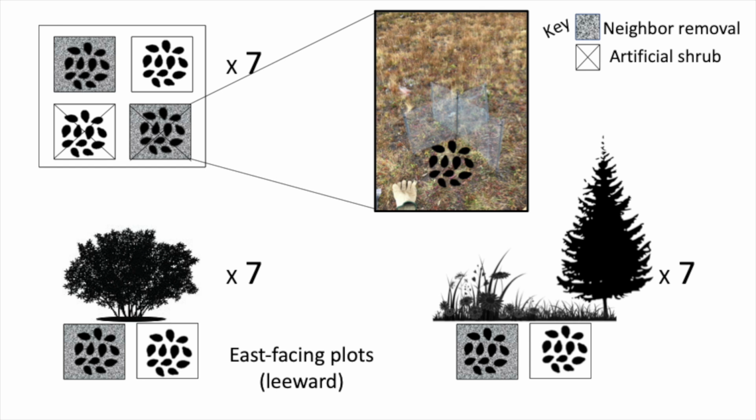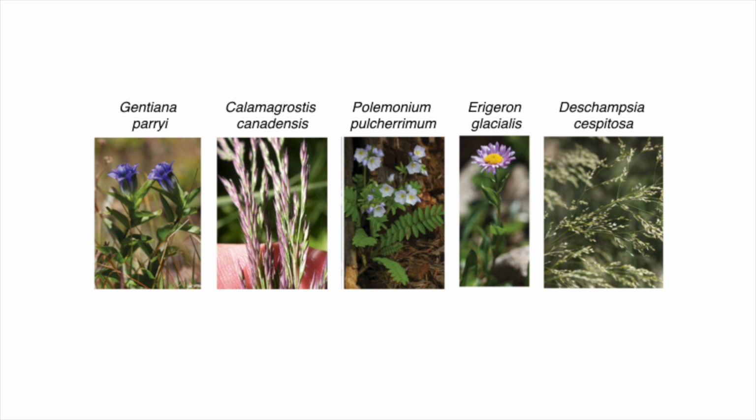The subalpine species we seeded were Gentiana parryi, Calamagrostis canadensis, Polemonium pulcherrimum, and Erigeron glacialis. The final species we planted was Deschampsia cespitosa, an alpine grass planted to serve as a baseline to which we could compare the germination results of the subalpine species.